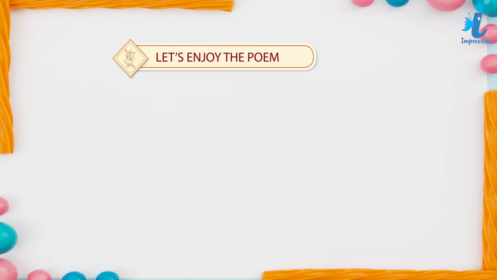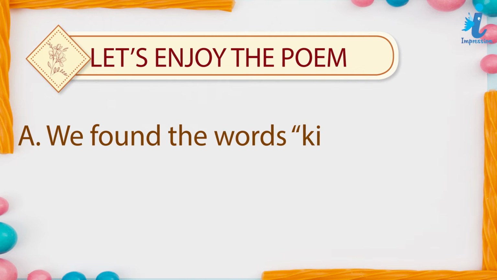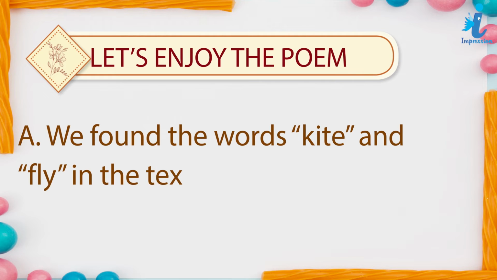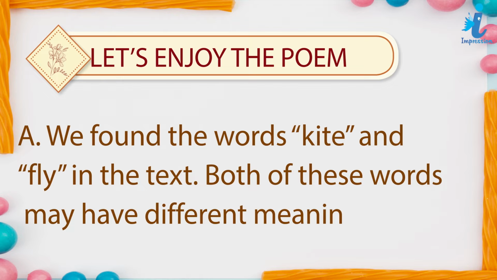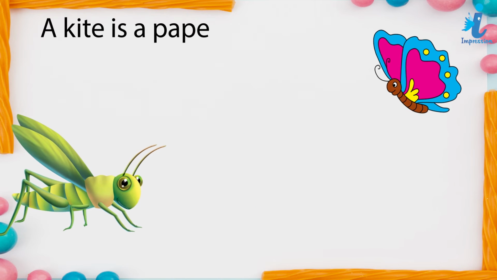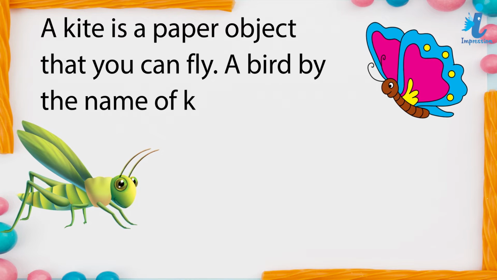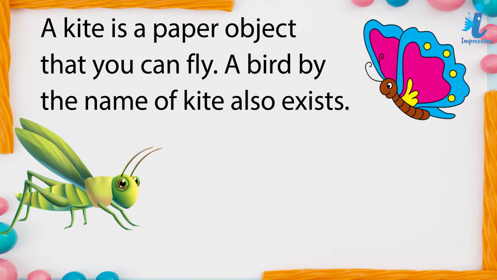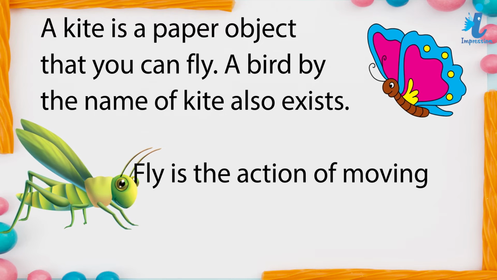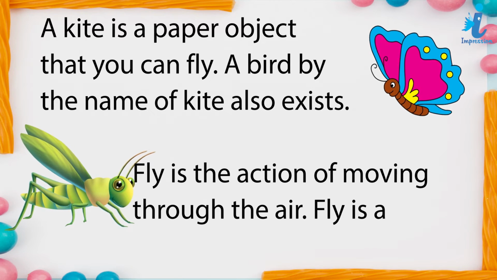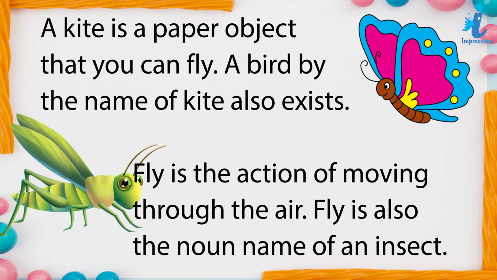Let's enjoy the poem. We found the words kite and fly in the text. Both of these words may have different meanings. A kite is a paper object that you can fly. A bird by the name of kite also exists. Fly is the action of moving through the air. Fly is also the noun name of an insect.